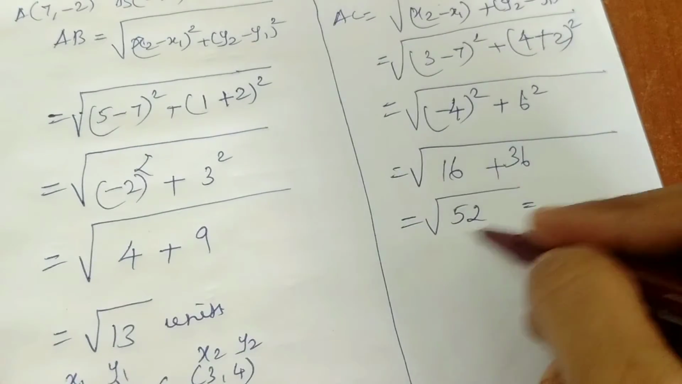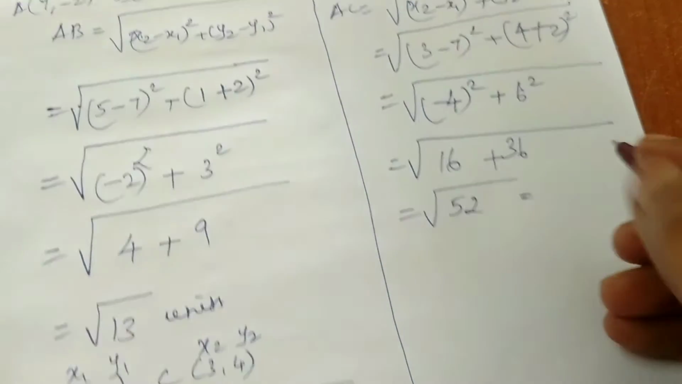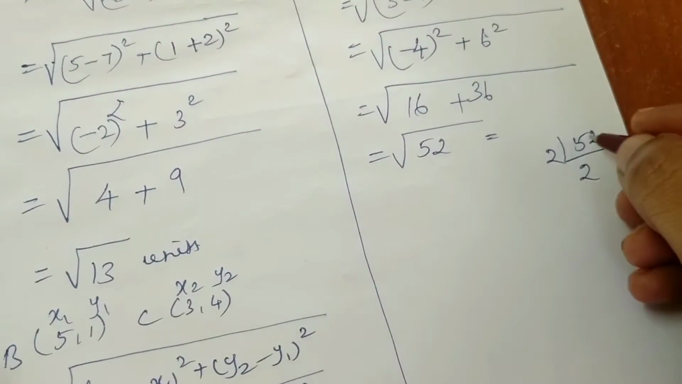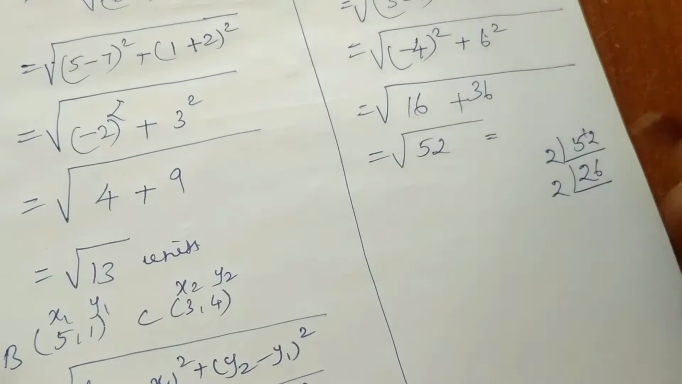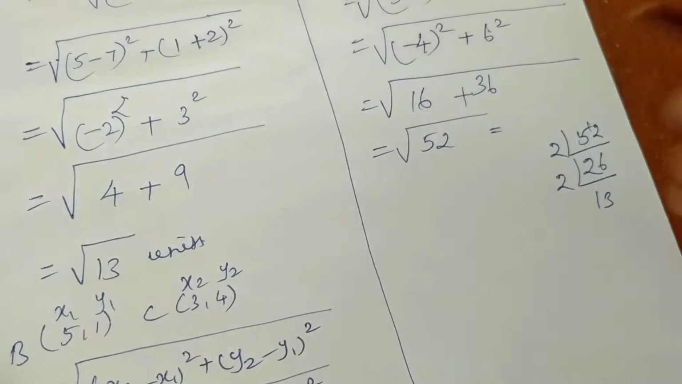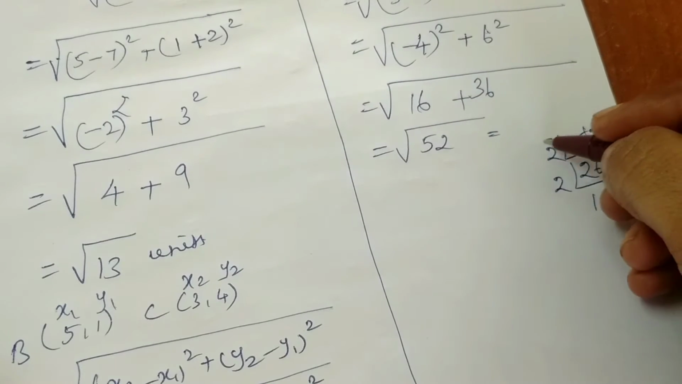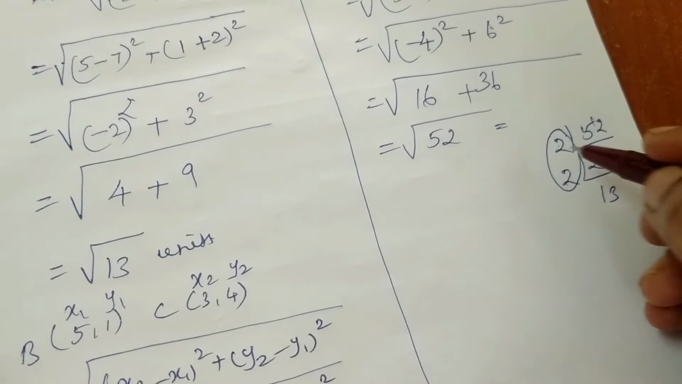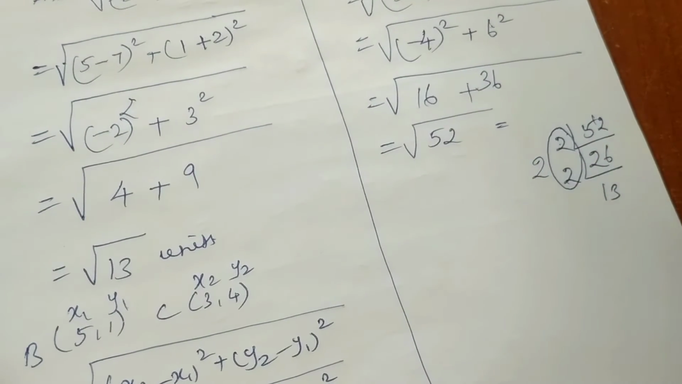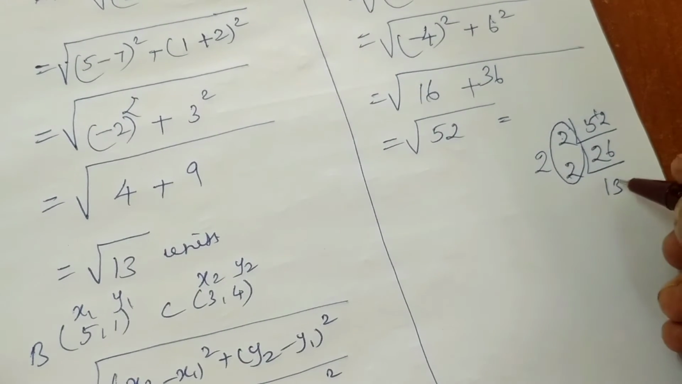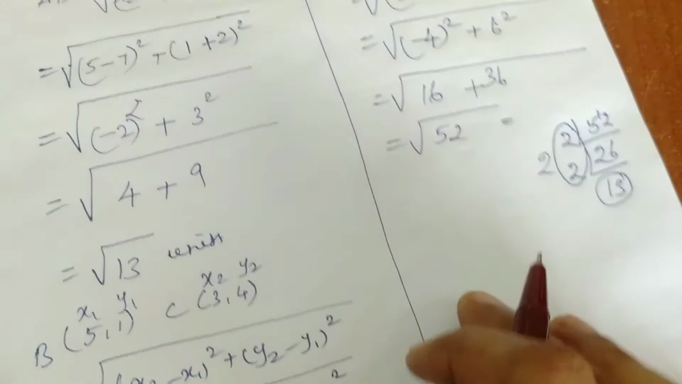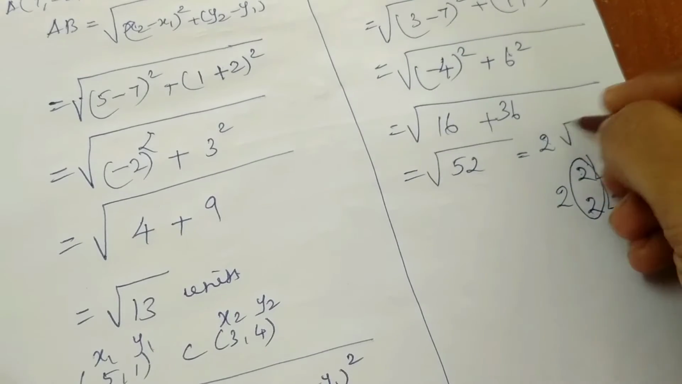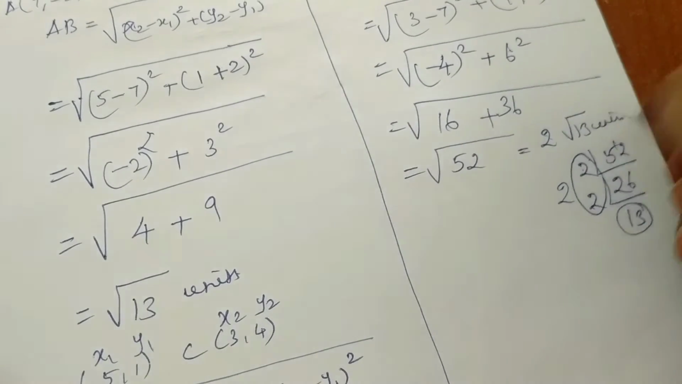How will you find the square root value for 52? First you have to factorize 52. 2 twos are 4, 2 sixes are 12, again 2 thirteens are 26, so 52 equals 2 times 2 times 13. We have to take a pair of numbers, so from this pair we get 2 outside, and this 13 has no pair, so keep this 13 inside the square root itself. So 2 root 13 units is our answer.